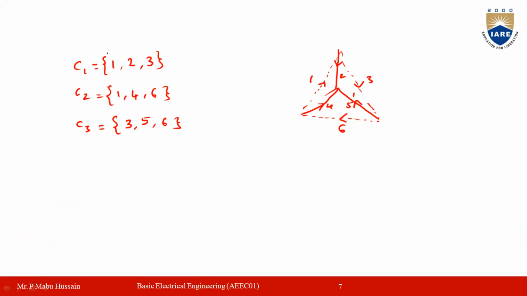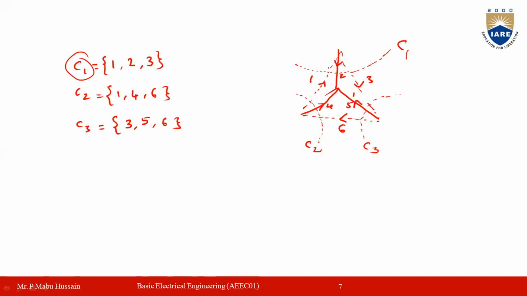Now cut set C1 will be with the branches 1, 2 and 3. So this is C1, and C2 is with 1, 4, 6. So this one is C2 and this is C3. Okay, so now first you have to represent the cut set on the graph. Now you also assume the direction for this cut set.